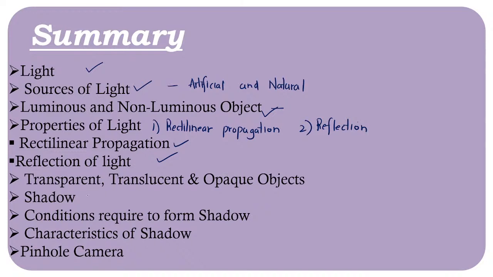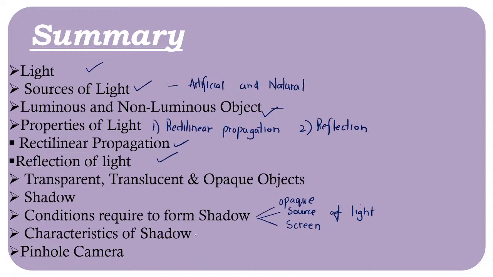Then we have seen what is a shadow, an area of darkness that is formed when light rays are blocked by an opaque object. Then we have seen there are three essential conditions for the formation of shadow. What were the three essential conditions? One, there must be an opaque object. Two, there must be a source of light. And what is the third condition? There must be a screen on which the shadow will be formed.